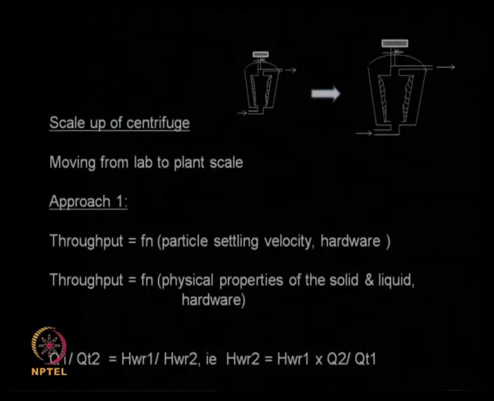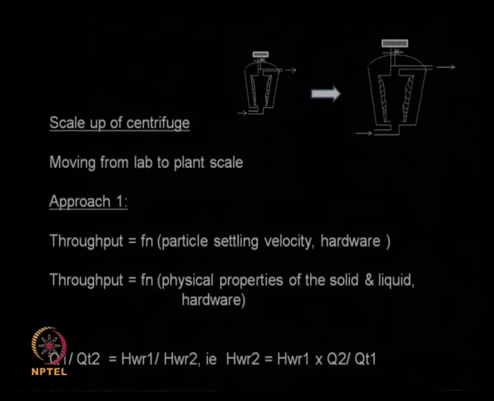So, when we move from lab to plant, the question always arises, what should be my operating conditions, what should be the size of the large scale vessel. So, if I have a centrifuge of certain dimensions, what should be the dimensions of the centrifuge in the large scale, or if I consider a large centrifuge, how much difference will be its performance if I compare it with my small scale. So, these questions are always asked by the process engineers or biochemical engineers or scale up chemists.